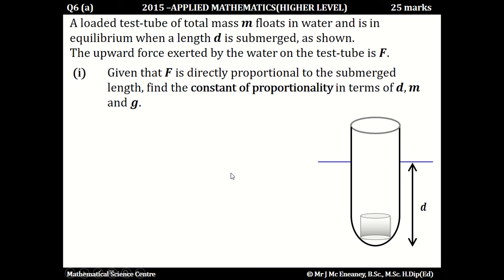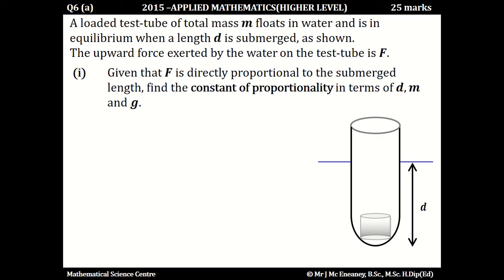Okay, here we're going to look at question 6, which came up in 2015. A loaded test tube of mass m floats in water and is in equilibrium when a length d is submerged as shown. The upward force exerted by the water on the test tube is F. Given that F is directly proportional to the submerged length, find the constant of proportionality in terms of d, m and g.